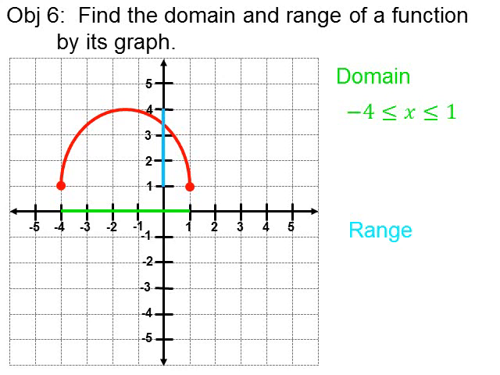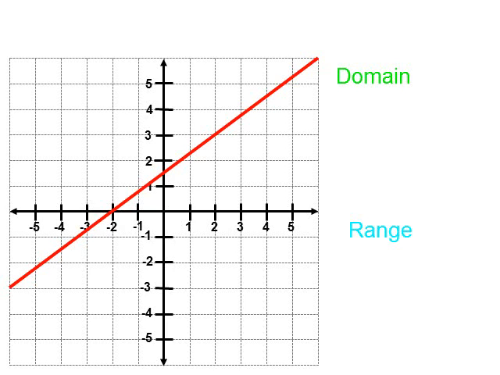The range is between 1 and 4. So it's 1 is less than or equal to y, is less than or equal to 4. Now this line goes on to infinity in both directions. So there is no limit on the domain. It could be any real number. So we say all real numbers.